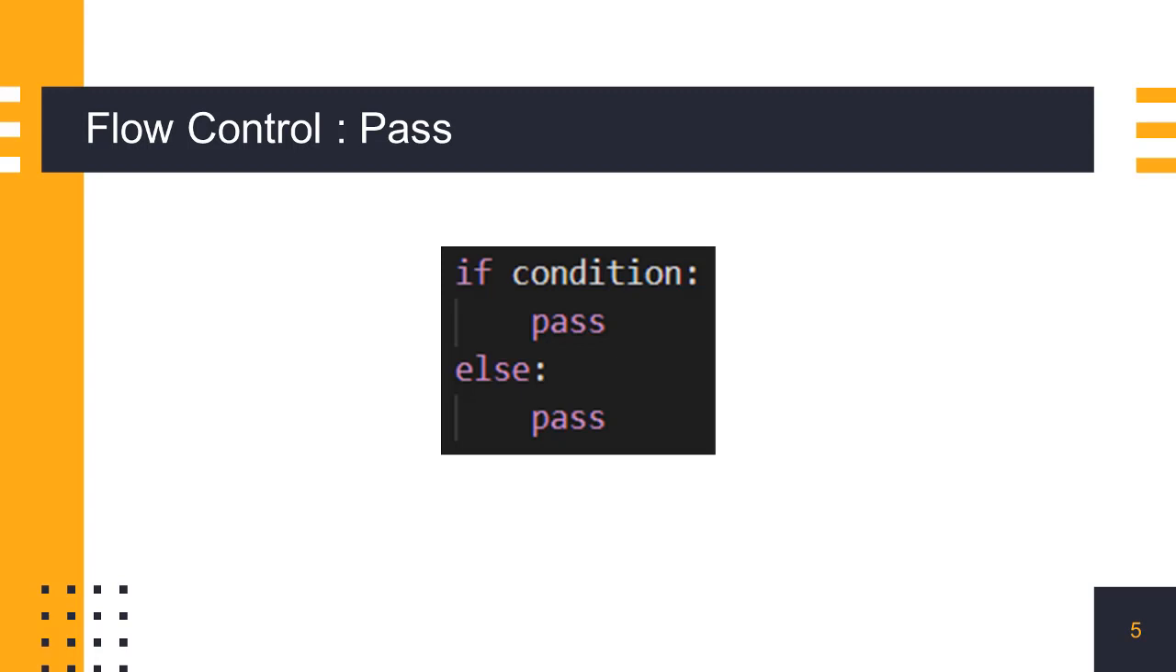Pass keyword is used to execute nothing, meaning when we don't want to execute code, we use pass in the loop. It just makes the control pass by without executing any code.